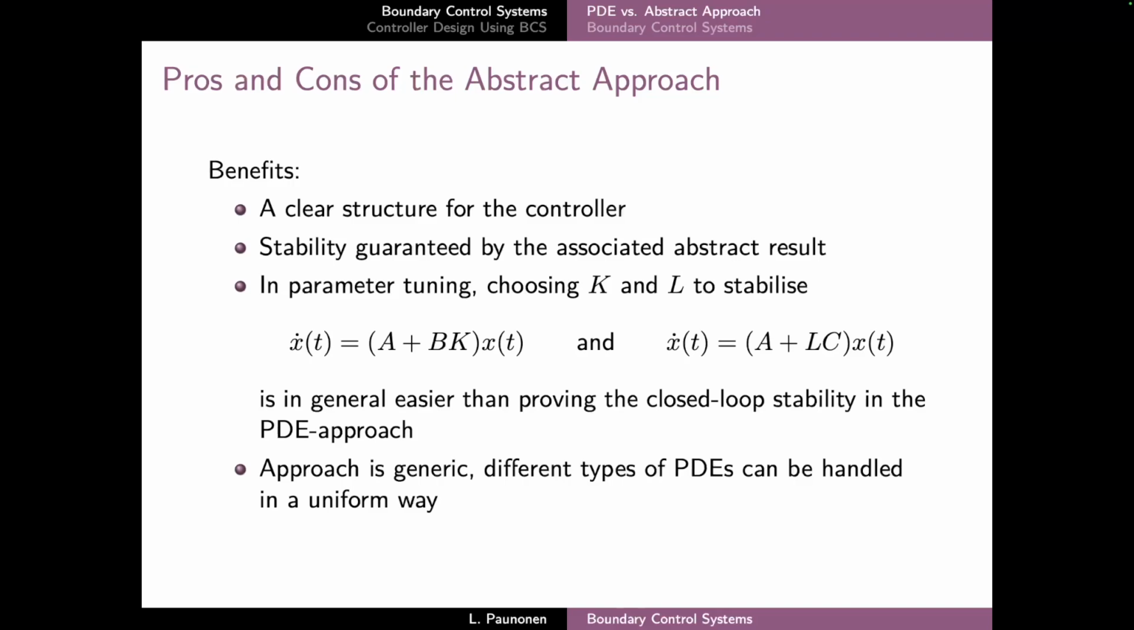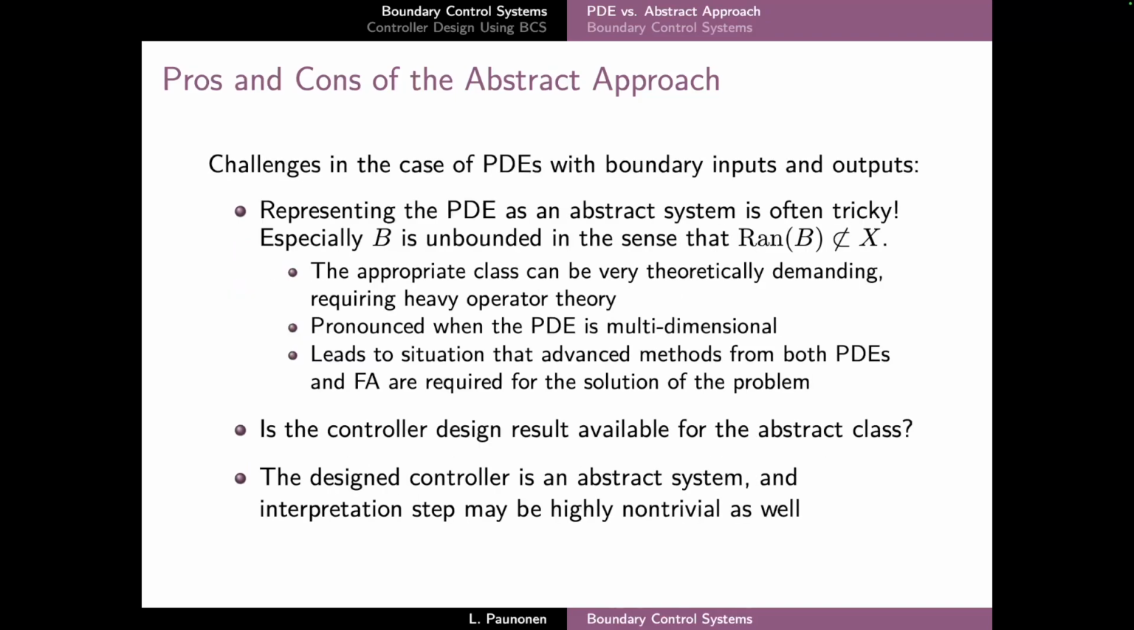The main downside of this approach is that when we consider PDEs with boundary inputs and outputs, already the first step, where we represent the PDE as an abstract control system, can be really challenging. This is because in the ABC formulation of our system, the operator B is unbounded, in the sense that its range is not contained in the state space, but instead we have to build a bigger space for it.